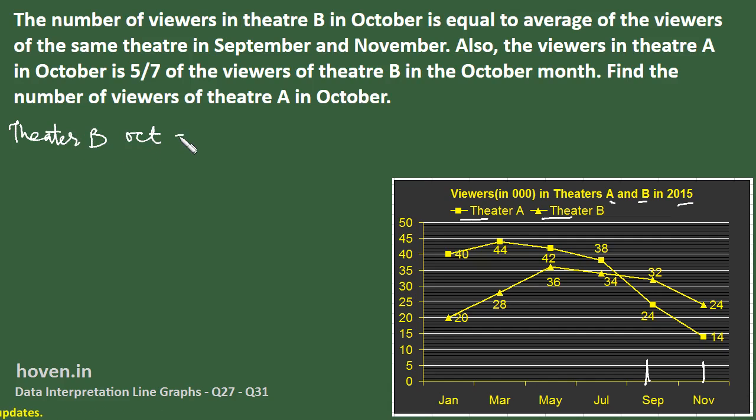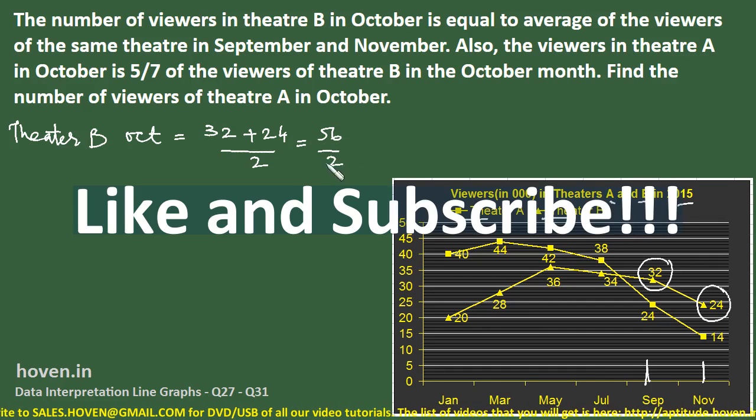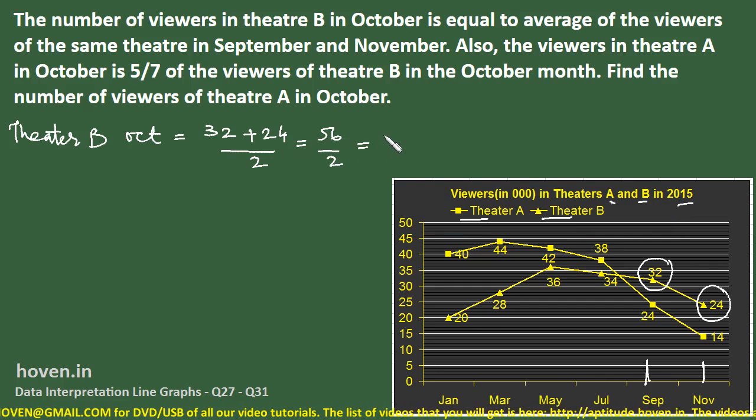in October, we can see that it will be, this triangle is theater B, so move along this one, we see that 32 and 24 are the figures for September and November. So their average we can find out, 32 plus 24 by 2. This will be 56 divided by 2. So the cancellation will give us 28 as the value for theater B in October.